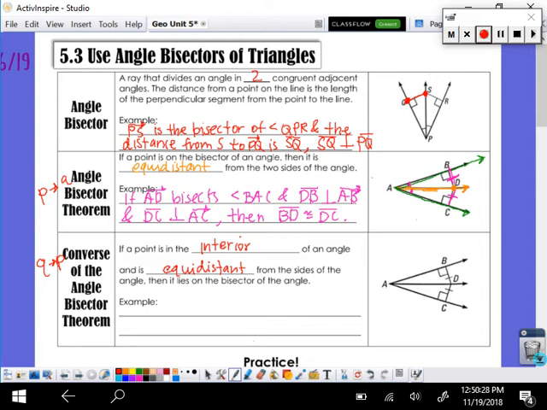So here, going in reverse, if DB is perpendicular to ray AB and DC is perpendicular to AC and DB equals DC, then ray AD bisects angle BAC.